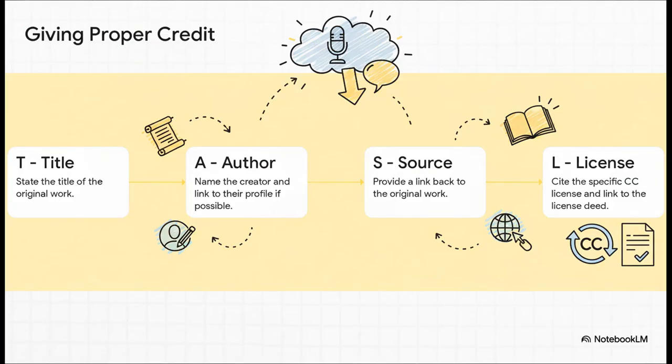Giving proper credit can feel tricky, but there's a super simple acronym to remember it all. TASL. T is for the work's title. A is for the author you need to credit. S is for the source, a link back to where you found it. And L is for the license itself, with a link to it. As long as you have those 4 things, you are golden.